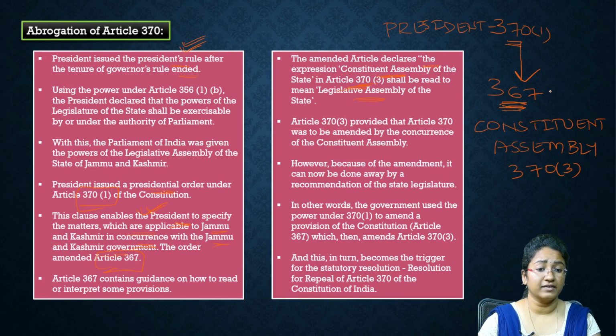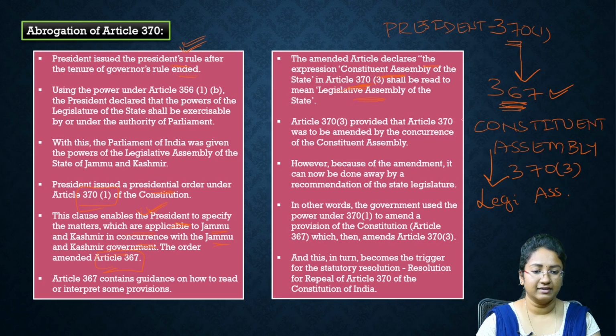So after whatever amendment is made to Article 367, this Constituent Assembly was changed to Legislative Assembly, right? So this Article 370 provided that it was to be amended by the concurrence of the Constituent Assembly. However, because of this amendment, it can now be done away with by the recommendation of a state legislature. Otherwise, it was not possible earlier. Only after this amendment, this was made possible.